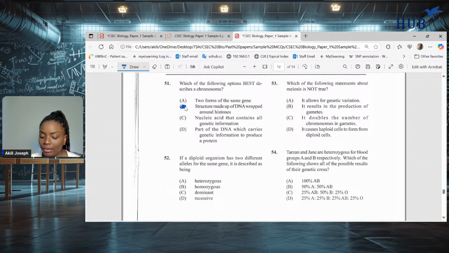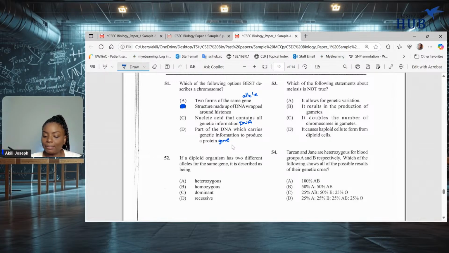51 is going to be B, right? A is describing what? Two forms of the same gene is an allele. Nucleic acid that contains all genetic information, that's DNA. And a part of the DNA which carries genetic information to produce a protein, that's going to be a gene, right? So the correct answer here is B, but we're just checking the rest.